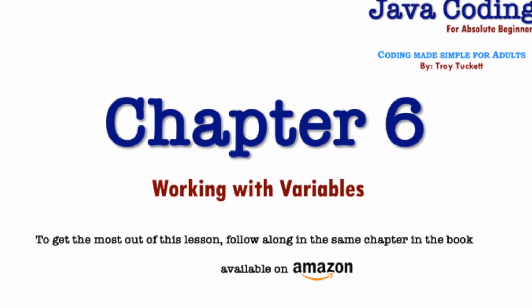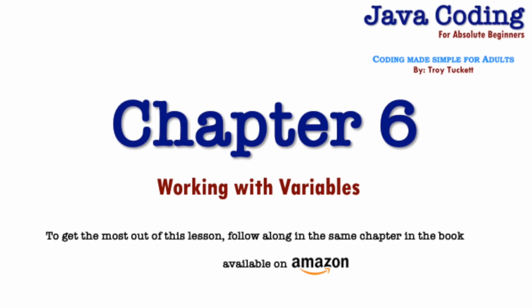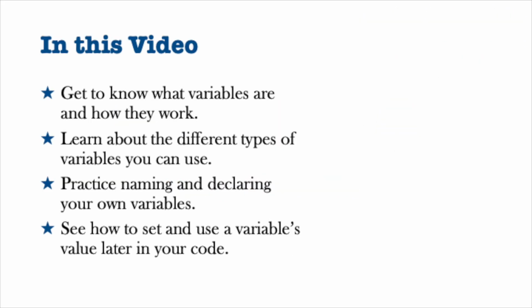We are at Chapter 6, where you'll get the opportunity to work with variables. In this chapter, you get to know what variables are and how they work. You're going to learn about the different types of variables and how you can use each of those types. And you'll get a chance to practice naming and declaring your very own variables. You'll get to see how to set and use a variable's value later in your code.